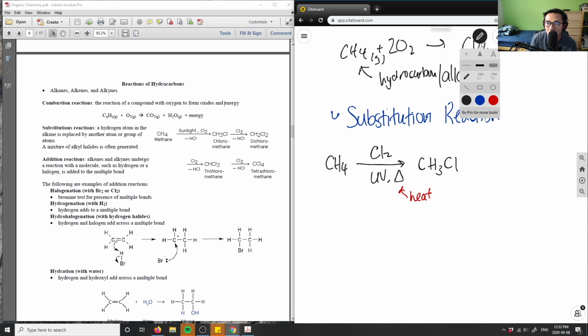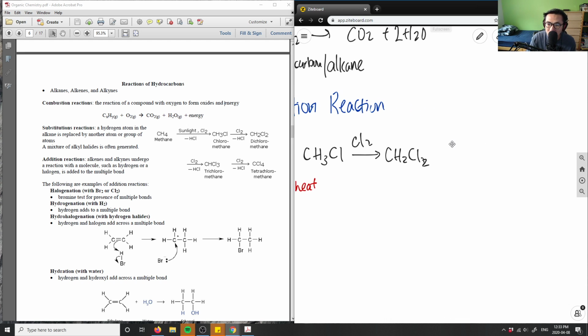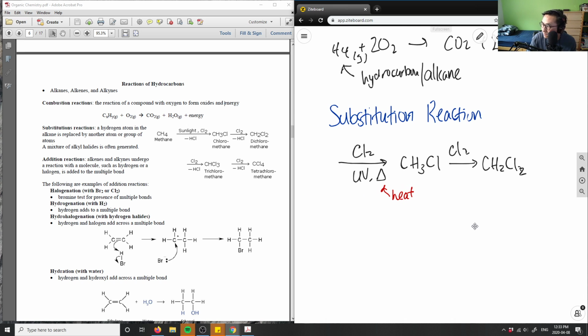And this substitution can go on and on. I can do another substitution with another Cl2 and substitute another hydrogen. So I would get CH2Cl2. I replaced one hydrogen with another chlorine, and then I could do it again and again, until tetrachloromethane, a fully substituted carbon. I replaced all my hydrogens with chlorine, so it's CCl4. This reaction can go on and on, so I can draw the other steps like they did here as well.